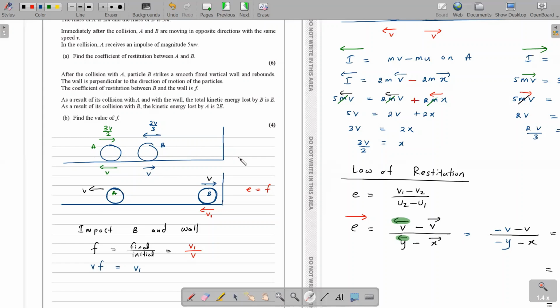It hits the wall and it again rebounds. So basically, at the end of the day, you can see that there are two collisions here. They say the total kinetic energy lost by B is E. So how do we get the total kinetic energy loss? We started off with what speed? B started off with the speed 2V over 3, and it's finally ending up with the speed V1, which is Vf. So can't you find the total kinetic energy lost by particle B?